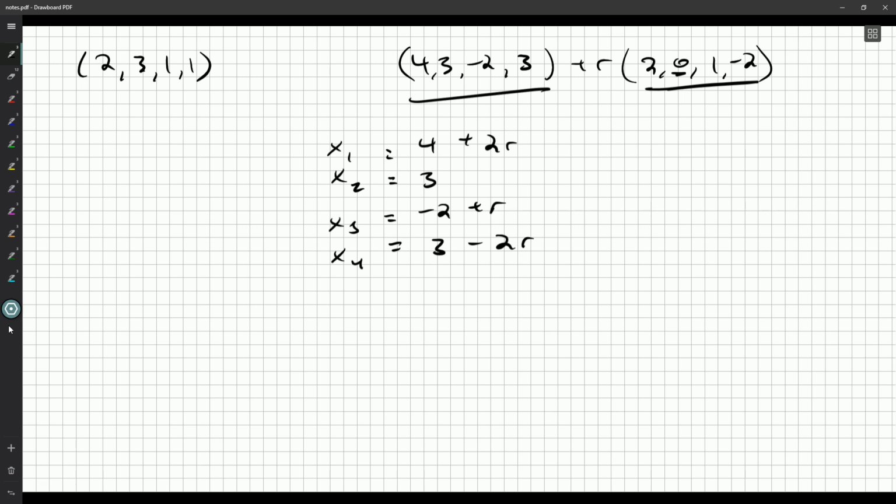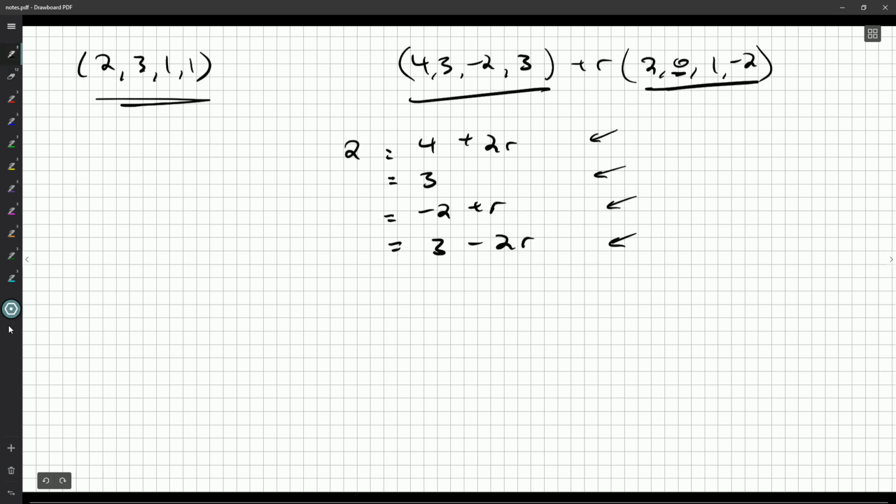Now how can this help us? Well, if this point is on this line, then there is a single value for r that I can put into each one of these equations and make them equal their respective coordinates, (2, 3, 1, 1). So we replace the x1, x2, x3, and x4 with 2, 3, 1, 1. And now we just go about trying to solve for r. And if we get the same r each time, then yes, this point is on the line. If not, if even just one r is different from the others, then the point is not on the line.